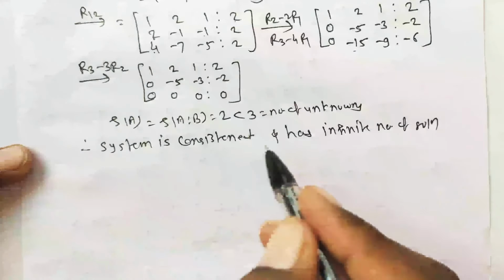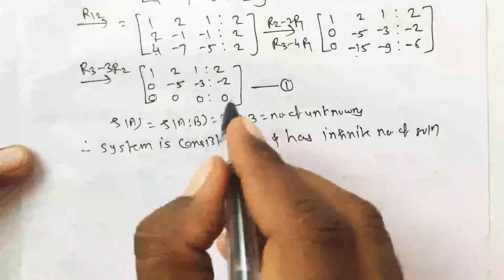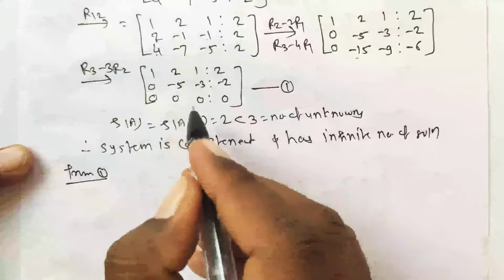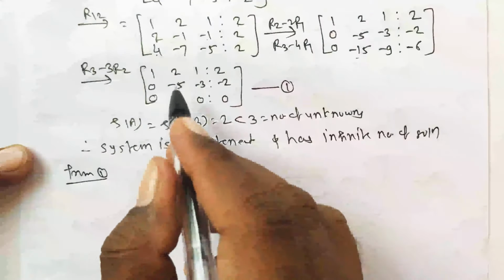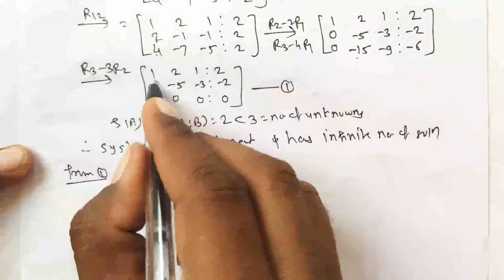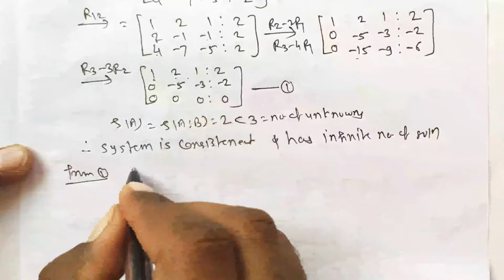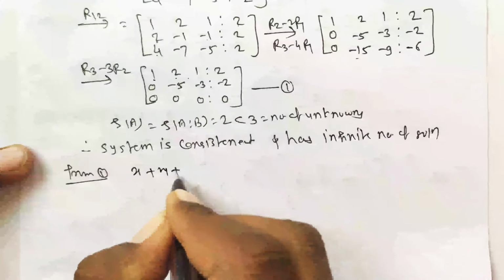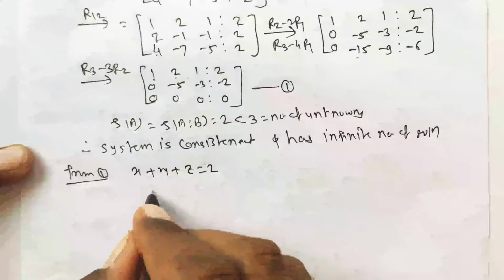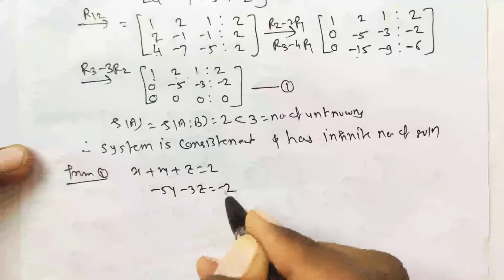So how do we find that infinite number of solutions? Again use this. Suppose this is 1, the augmented matrix in column form. From this we can write the system again. From the first row we can write the first equation, that is x plus 2y plus z equal to 2, and from the second row we can write minus 5y minus 3z is equal to minus 2.